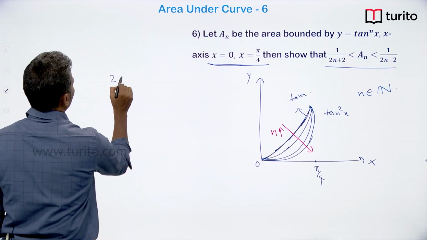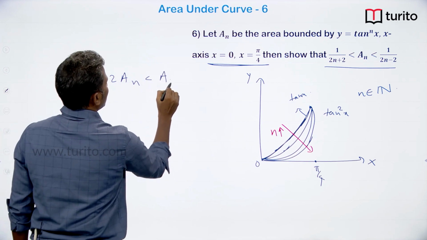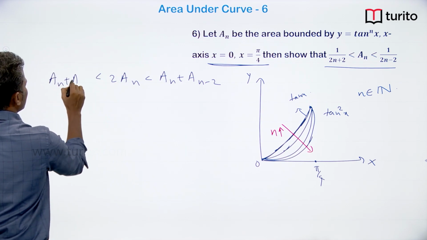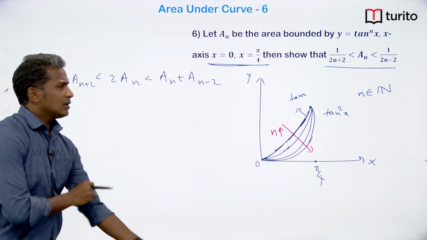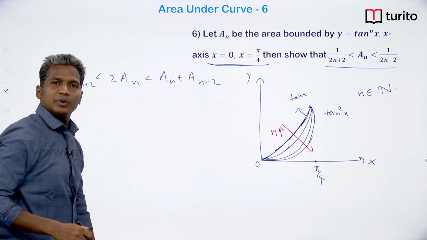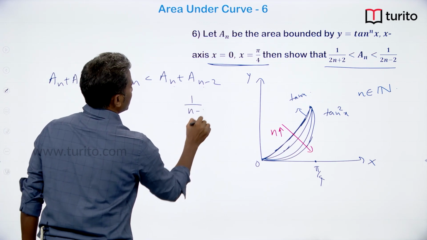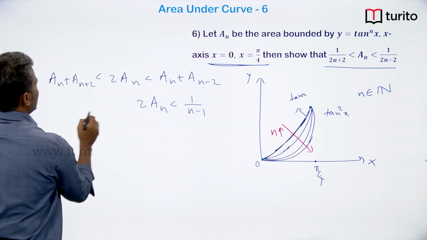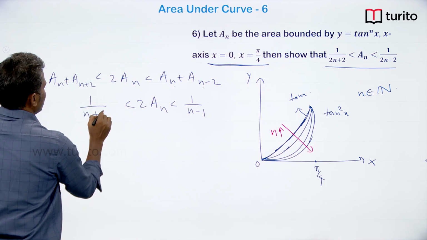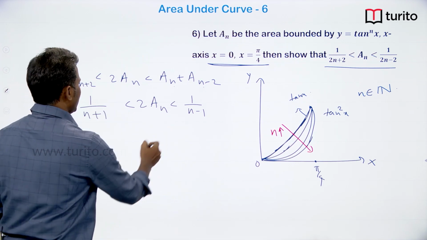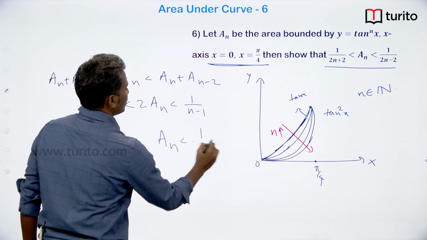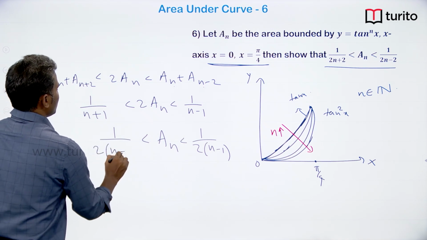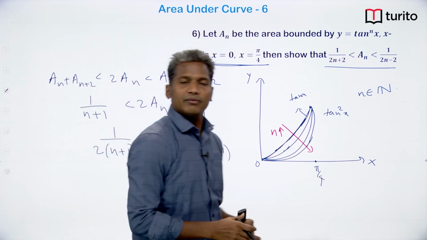So, what is the relation that we got? 2an is between an plus an minus 2 and an plus 2. Now, for this, what is the average of these two numbers? It is n minus 1. So, we can write 1 by n minus 1 here. So, 2an is definitely less than 1 by n minus 1. Similarly, here also 2an is definitely greater than 1 by n plus 1. Now, further if I divide by 2, I get an less than 1 by 2 into n minus 1 and an is definitely greater than 1 by 2 into n plus 1. So, this way we can prove the required inequality.